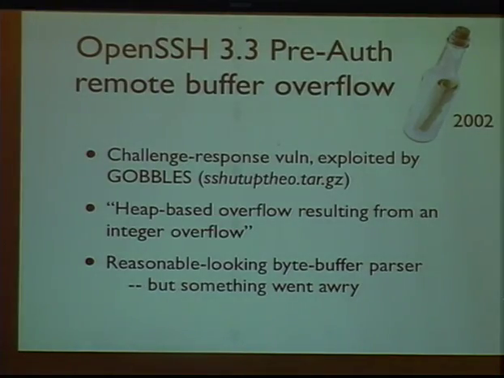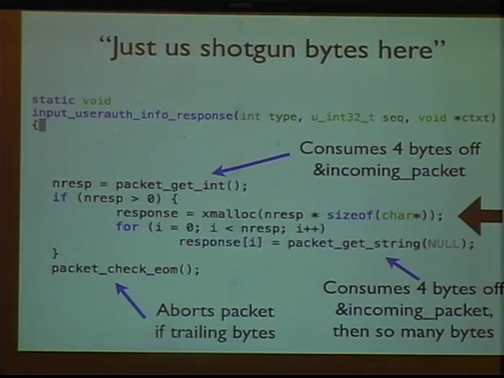So here is this challenge response bug in a sub-parser of that particular phrase of SSH challenge response authentication options. And this is what the code looks like. And this looks really simple, right? I mean, how could this possibly bite you? Well, let's walk through it.